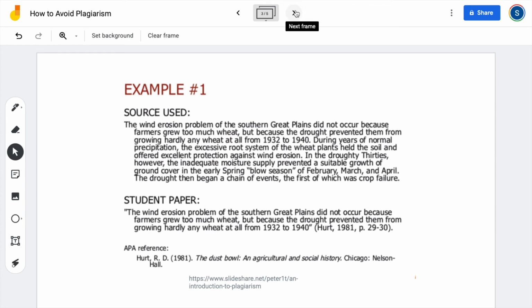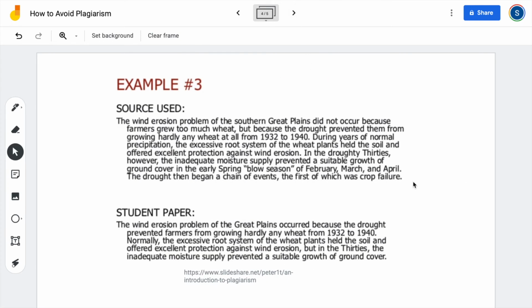Now let's look at one more example. So I'm going to read the original source. The wind erosion problem of the southern Great Plains did not occur because farmers grew too much wheat, but because the drought prevented them from growing hardly any wheat at all from 1932 to 1940. During years of normal precipitation, the excessive root system of the wheat plants held the soil and offered excellent protection against wind erosion. In the droughty 30s, however, the inadequate moisture supply prevented a suitable growth of ground cover in the early spring blow season of February, March, and April. The drought then began a chain of events, the first of which was crop failure. Again, same text as the last one, and now let's see what the student wrote here.